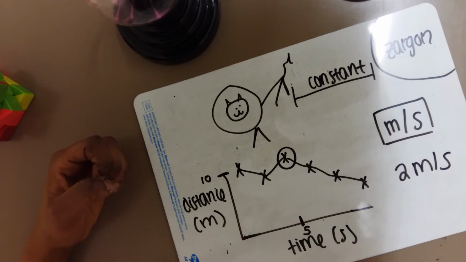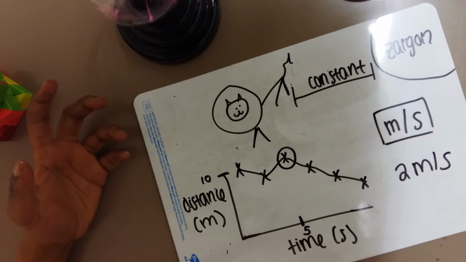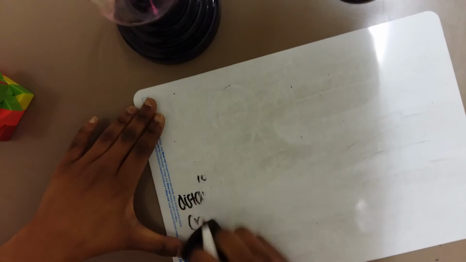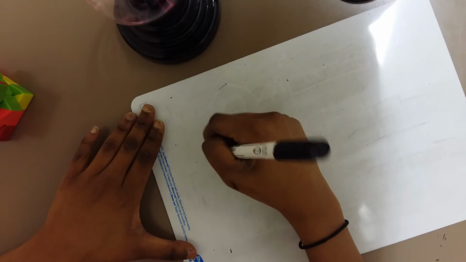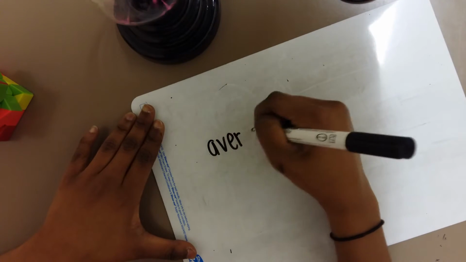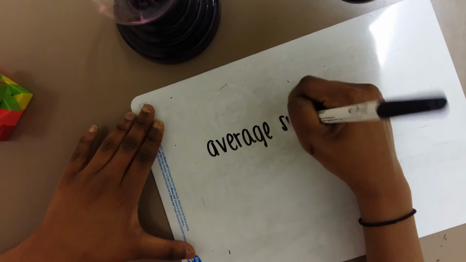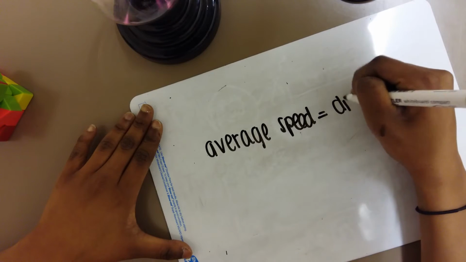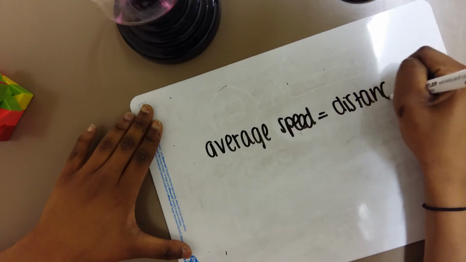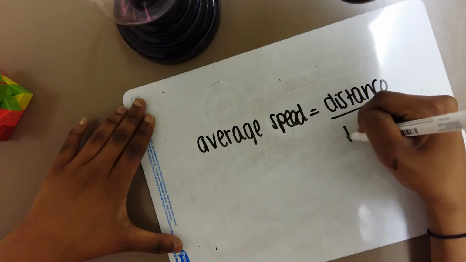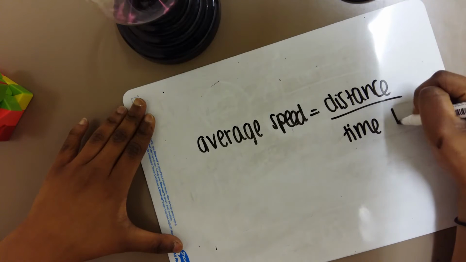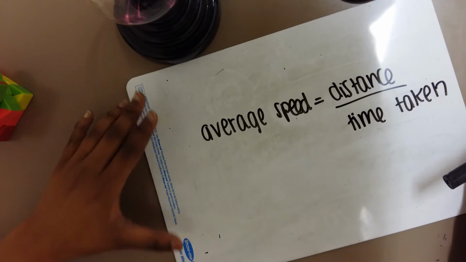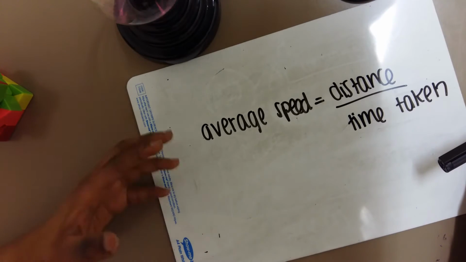Right, an important equation which illustrates something we just proved we understood is the equation average speed equals distance traveled over time taken. Why is it average speed and not speed, you ask?